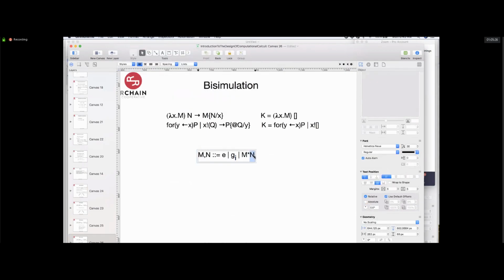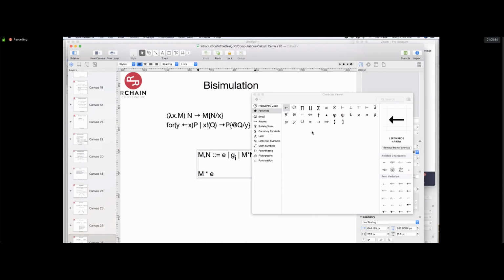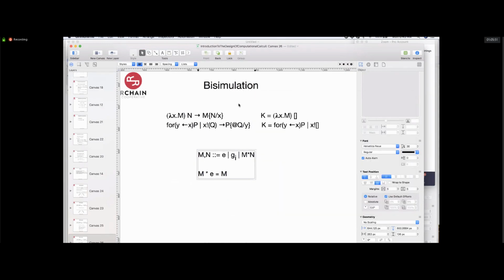Now what do we need in order to complete this? Well, we need our usual suspects. M star E is equal to, and I'll use triple equals so that we're clear that this is a structural equivalence, M, which is triple equal to E star M. And then we also have M1 star M2 star M3.